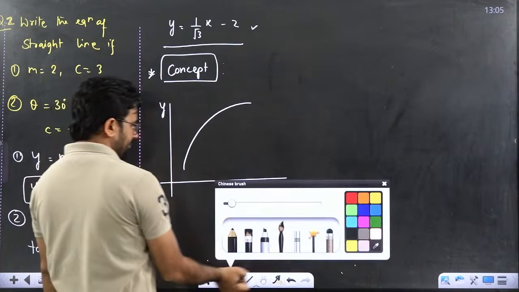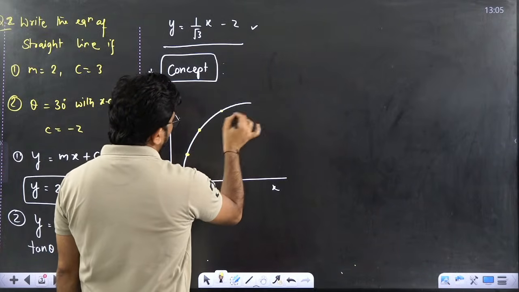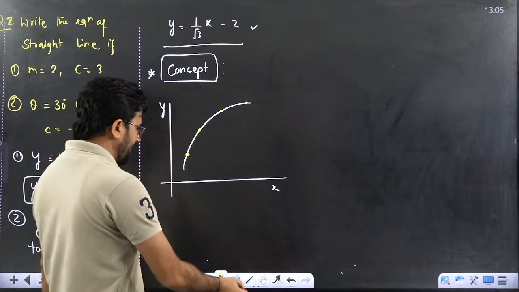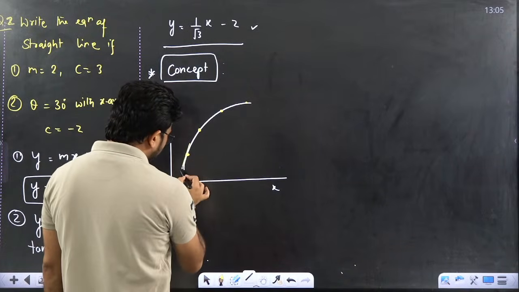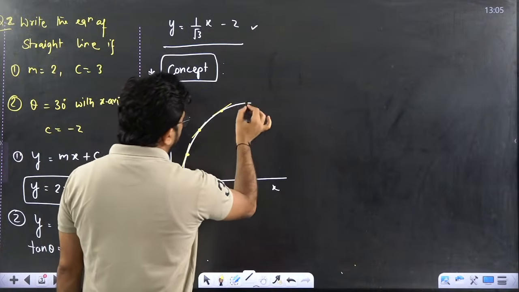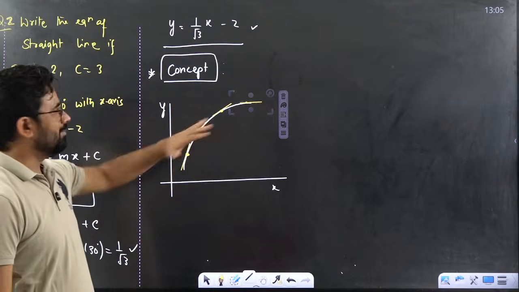Choose any points. Suppose I am choosing this point or this point or this point or this point. You can choose 3-4 points and draw them. If you are drawing here, one is a straight line, or this is one straight line, or this is one straight line. Clear? This is a very simple thing.